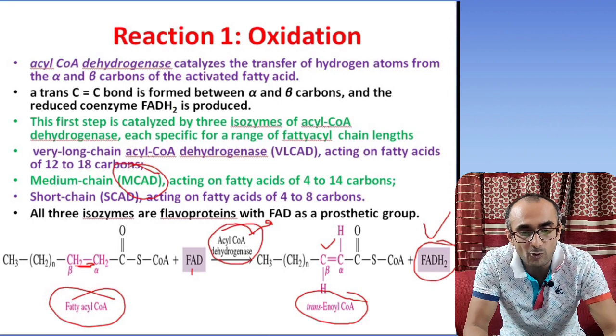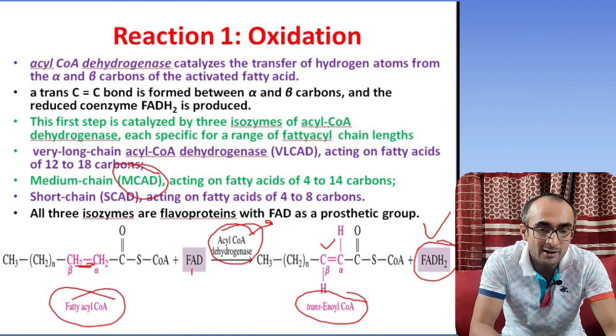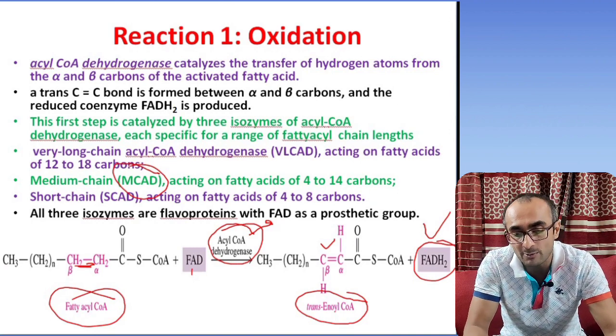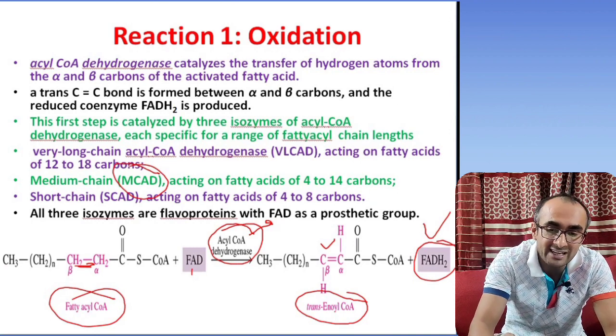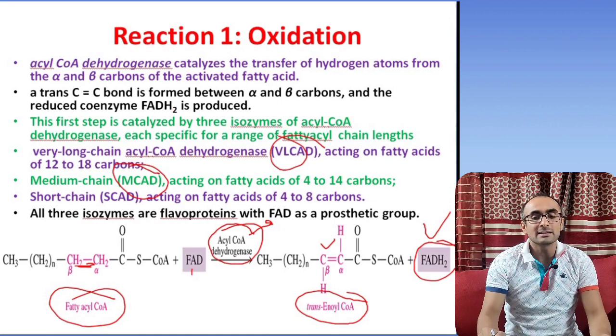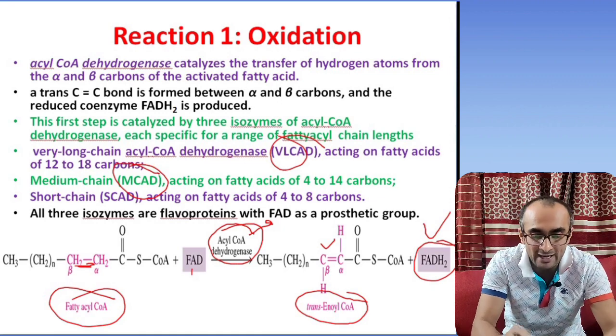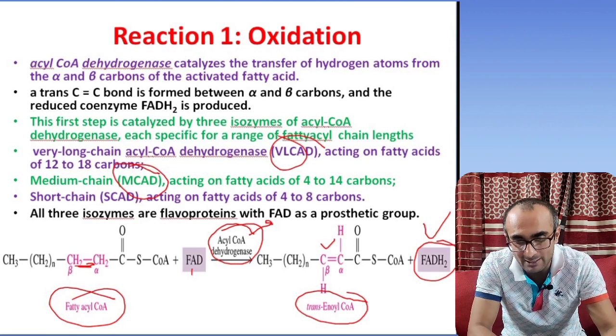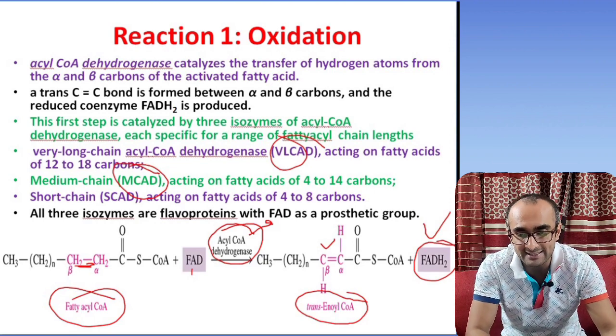A third isoform oxidizes very long chain fatty acids. Very long chain means more than 12 to 18 carbon atoms, and that's called VLCAD, very long chain acyl coenzyme A dehydrogenase. So in this way there are 3 isoforms of this enzyme which act on different substrates depending on the chain length of the fatty acid.